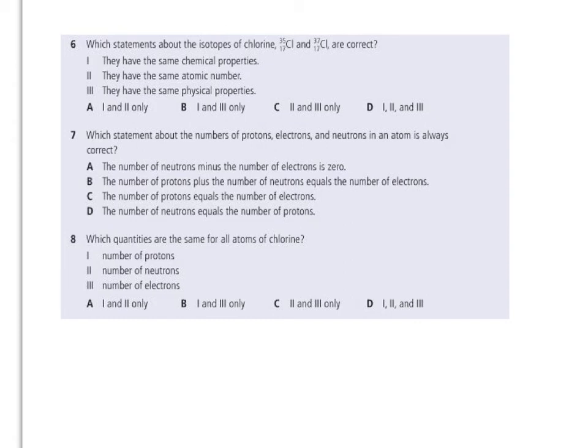Number 6, which statements about the isotopes of chlorine-35 and chlorine-37 are correct? They have the same chemical properties. That's true of any isotope. They have the same atomic number. Also true. They have the same physical properties. Not true. So in this case, A, 1 and 2 only would be true.